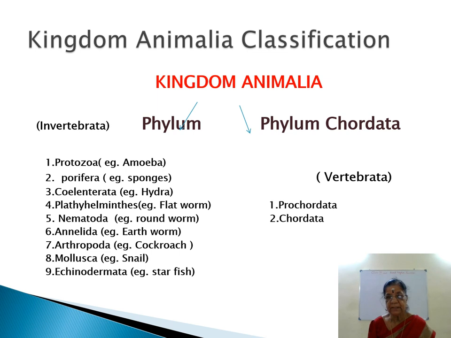Invertebrates are classified into phylum Protozoa, example amoeba; phylum Porifera, example sponges; phylum Coelenterata, example Hydra; phylum Platyhelminthes, example flatworm; phylum Nematoda or Aschelminthes, example roundworm; phylum Annelida, example earthworm; phylum Arthropoda, example cockroach; phylum Mollusca, example apple snail; and phylum Echinodermata, it is starfish.